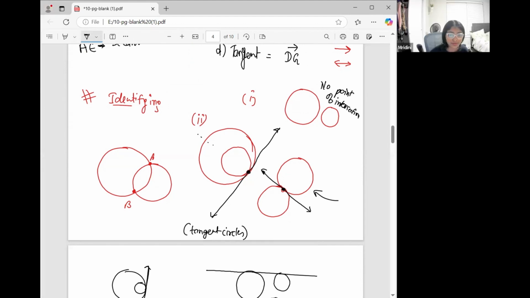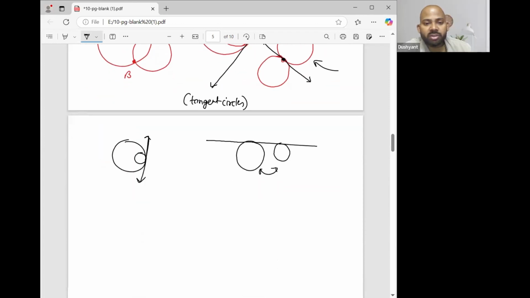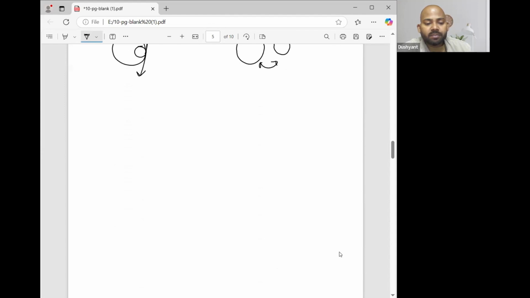Clear? Okay. So the question will be: draw the common tangents. For this one, of course, the very first one, let's suppose I have a circle in this way. This is the point, and another circle like this in a single row. And we need to draw a common tangent.